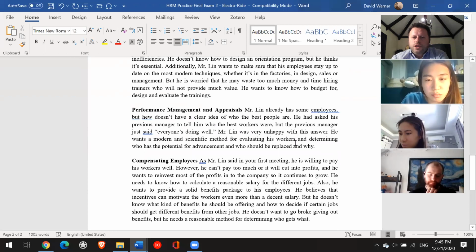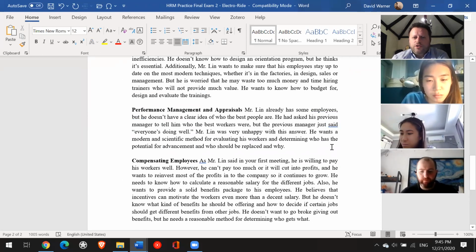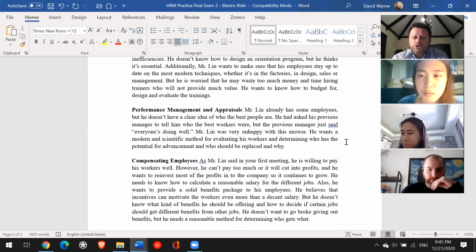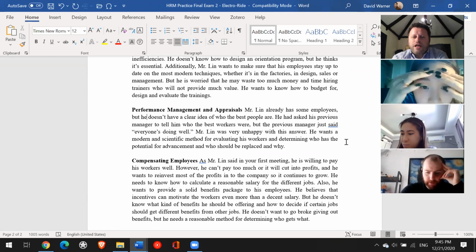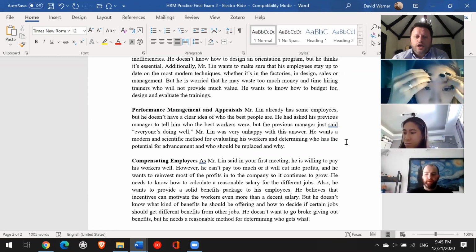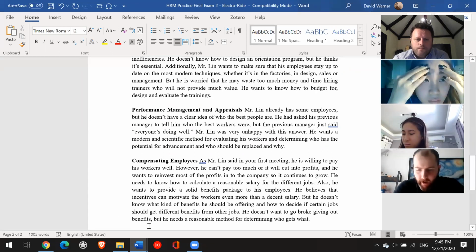Next. Mr. Lin already has some employees, but he doesn't have a clear idea of who the best people are. He had asked his previous manager to tell him who the best workers were, but the previous manager just said everyone's doing well. Mr. Lin was very unhappy with this answer. He wants a modern and scientific method for evaluating his workers and determining who has the potential for advancement and who should be replaced and why.